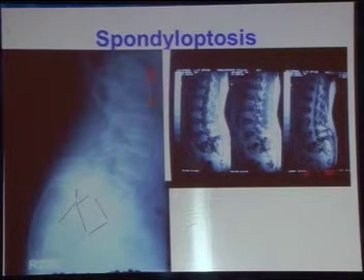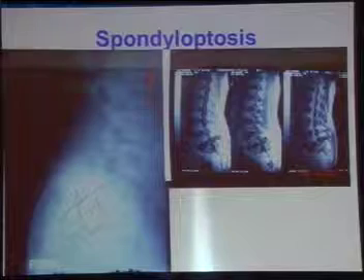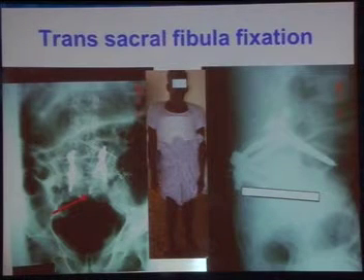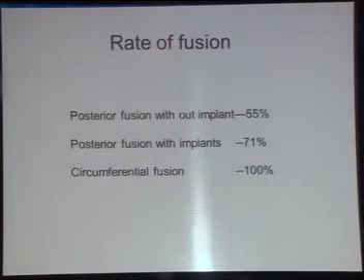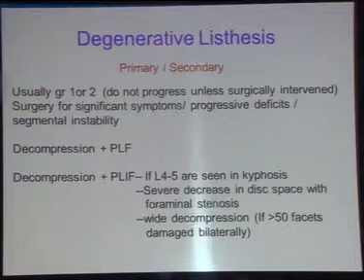Here is an example. This is a spondyloptosis with bilateral foot drop. We decompressed and did a transsacral fibular fixation. The fibula is marked there. He has been doing well. And the rate of fusion for uninstrumented is 55%, posterior fusion with implants is 71%, and for circumferential fusion, the literature says there is 100% fusion.